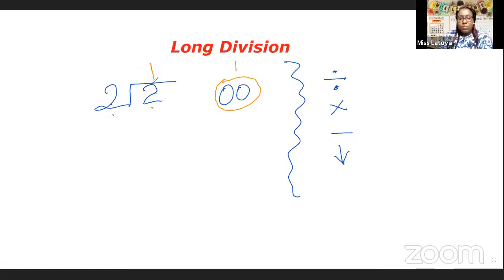Now, after we have finished dividing, the next step is to multiply. So I am going to multiply 2 times 1. 2 times 1 is 2. My next step is to subtract. So I am going to subtract. 2 take away 2 is 0. So my answer is the number I have on top. So my answer is 1. So 2 can go into 2 1 time. Now, let's do a next example.